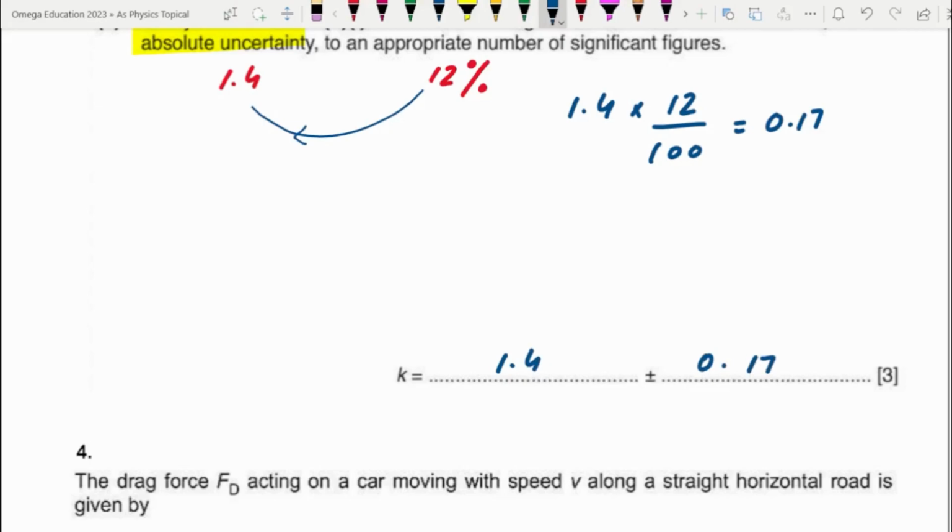But then you realize that rule number 1 of writing the uncertainty with the principal value is once again violated. Why? Because you have 2 decimal places here, but over here you have a single decimal place. So you need to get rid of one of the decimal places from the uncertainty. If I round it off to 1 decimal place, it would be written as 0.2 instead of 0.17.